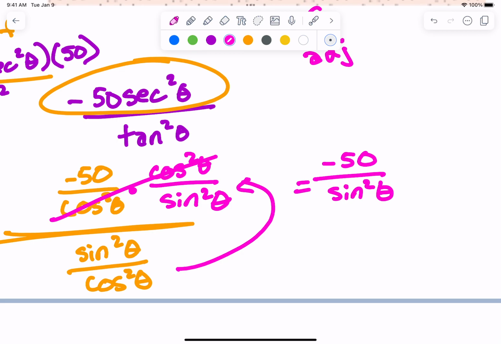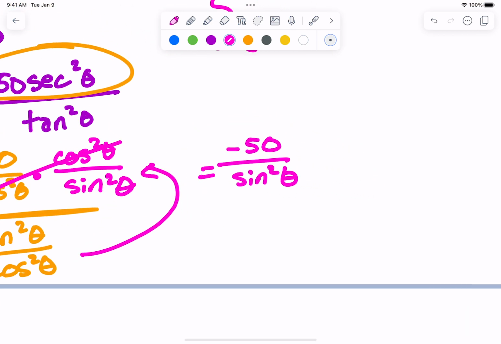Which means we have to change to degrees. We have to put our calculator in degrees. Is that what you were asking or no? So negative 50 divided by sine squared theta. Yep. And then plug 45 in for that. Yep, we're gonna plug 45 in for theta.